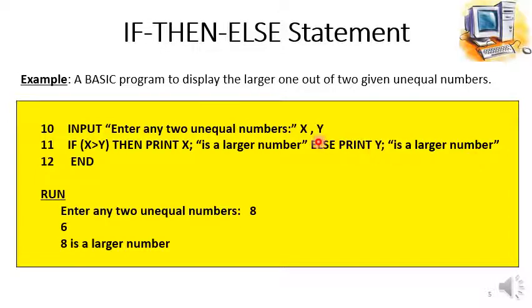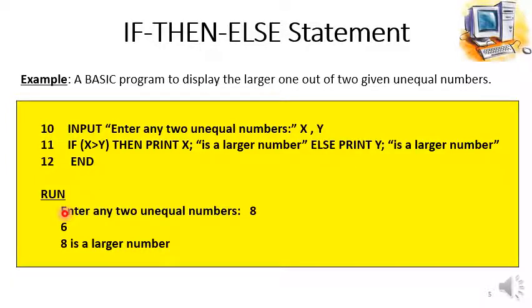As we know that the numbers are unequal, one of these numbers must be larger and the other one will be smaller. So this condition will find out whether X is a larger number or Y is a larger number, and then we are writing the end statement.